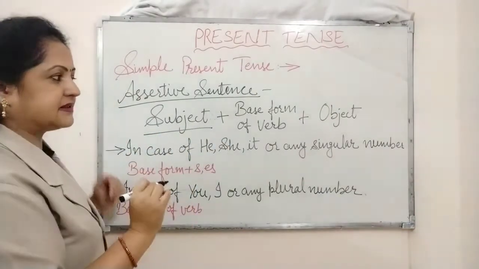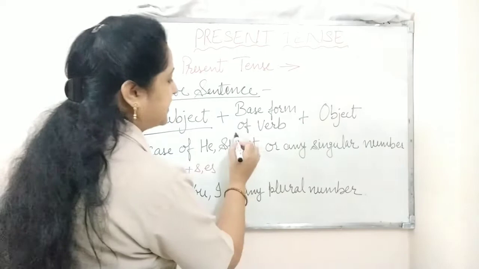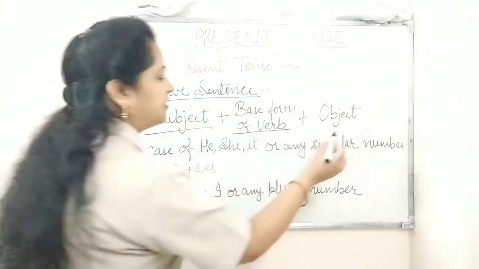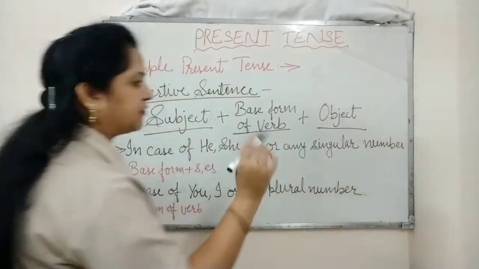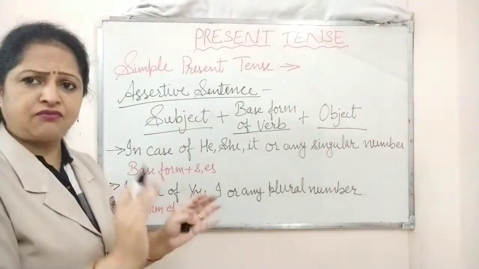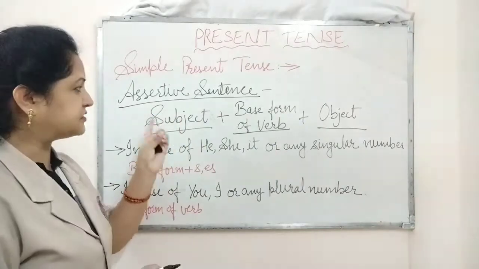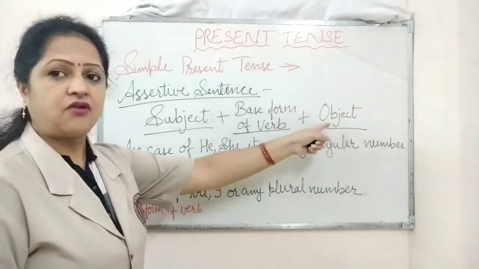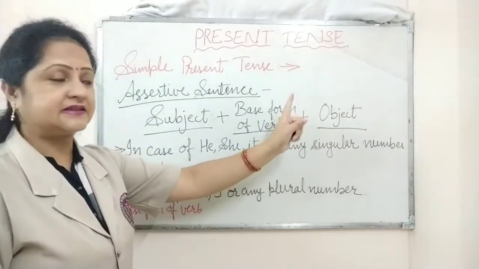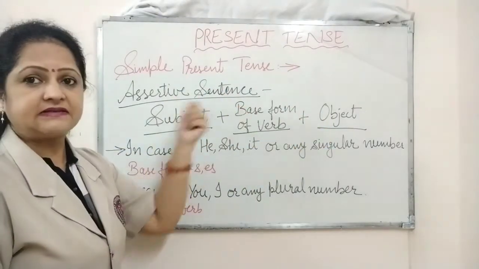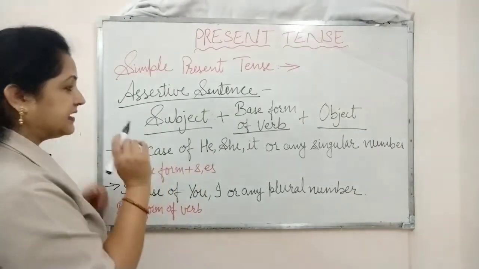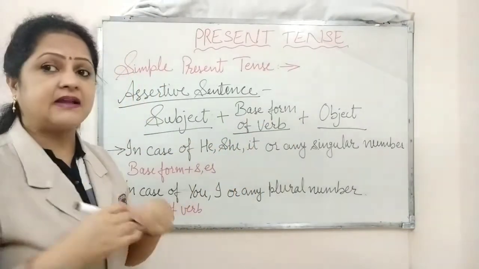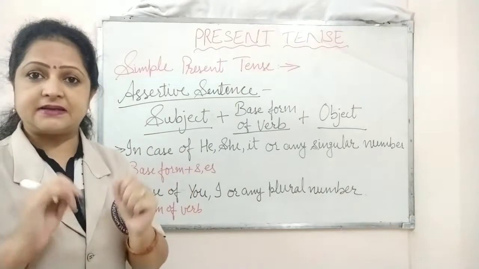And after writing the subject, we write the base form of the verb. And after the base form of the verb, we write the object of the sentence. We write only these three things: first of all subject, then base form of verb, and then object in simple present tense in case of assertive sentences. So let's check.